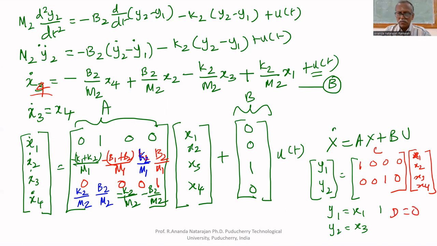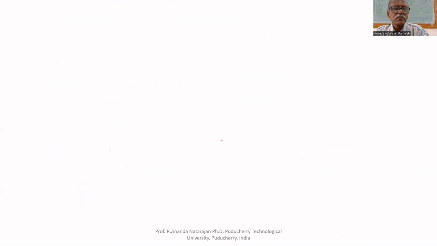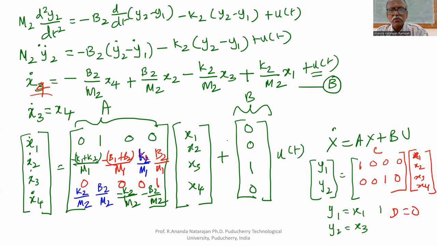D matrix equal to 0 in this case. Y1 equal to X1, that is the displacement. Y2 is x3. That's all. D matrix is 0 in this case. That's all about this sum. So we wrote it in the state space model.